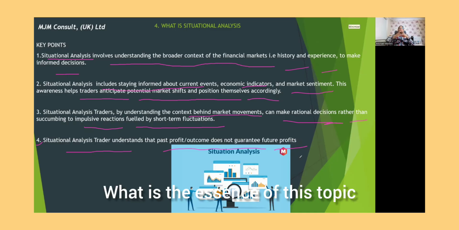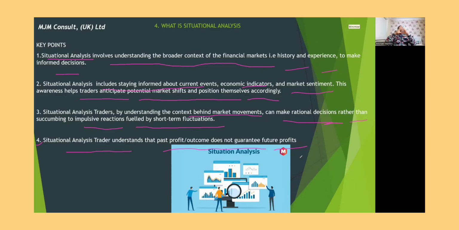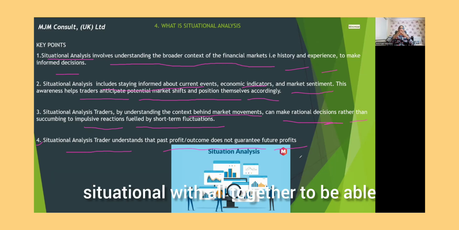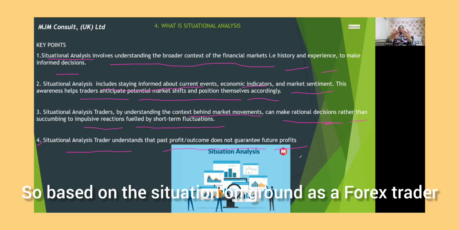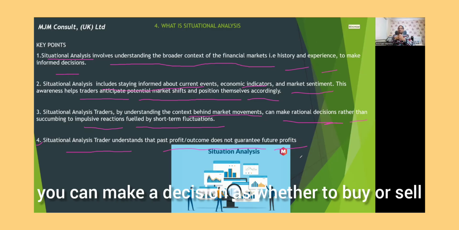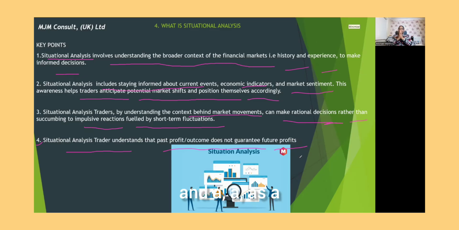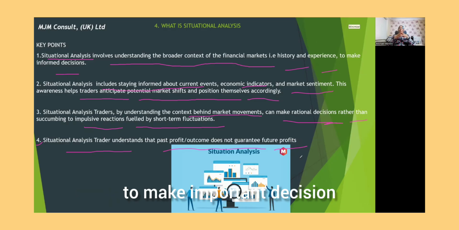What is the essence of this topic? The essence of this topic is to let you know that you can combine all these analyses, technical, fundamental, sentimental, and situational, together to be able to make an important decision. So based on the situation on the ground, as a Forex trader, you can make a decision as to whether to buy or sell. All of these factors need to be put together as analysis, as a professional Forex trader, to be able to make important decisions.